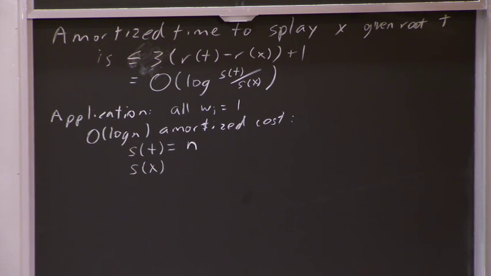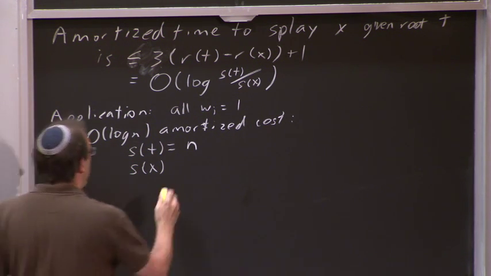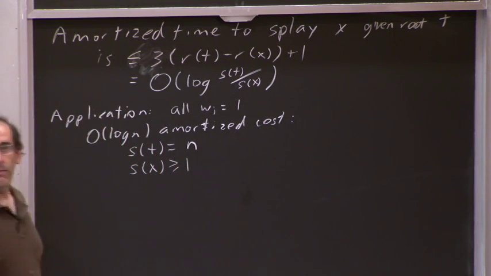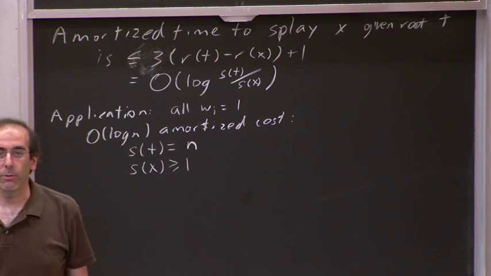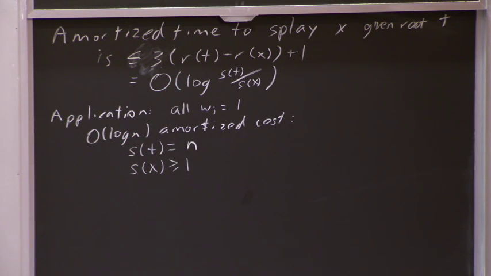So what can we say about x? s of x is going to be at least 1, right? It might not be a leaf, but even if it is a leaf, it has at least one descendant, namely itself. And so the access lemma immediately gives us a bound of order log n. In other words, this splay tree, without any extra data structure, without any state maintenance or anything like that, achieves log n search time for each item.